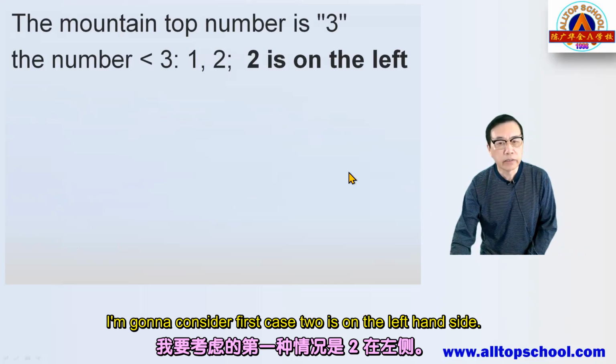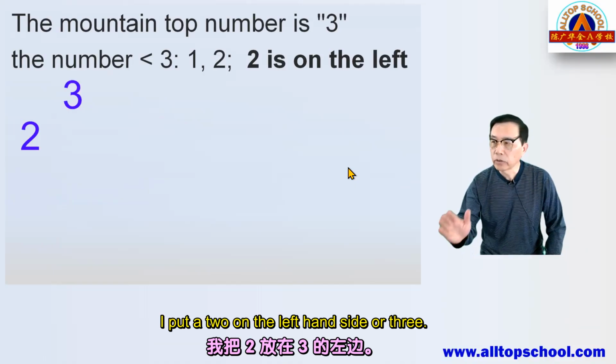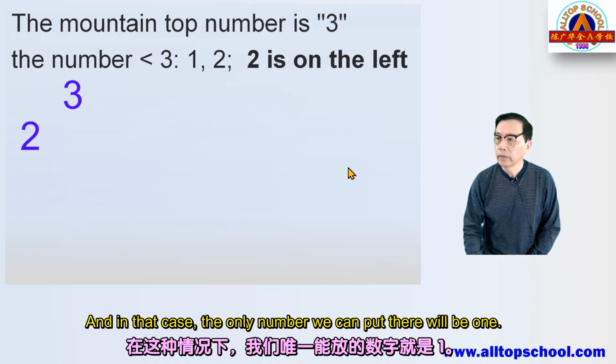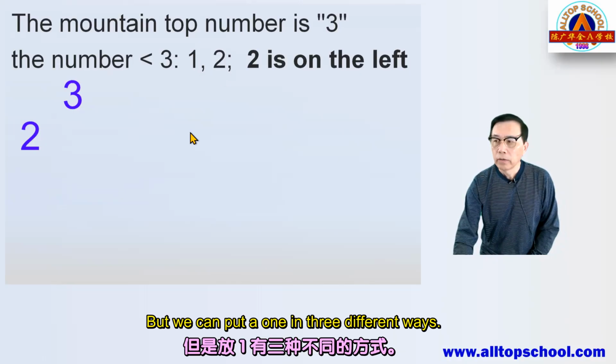I'm going to consider the first case, where 2 is on the left-hand side. I put a 2 on the left-hand side of 3. In that case, the number we can put there will be 1. But we can put a 1 in 3 different ways.